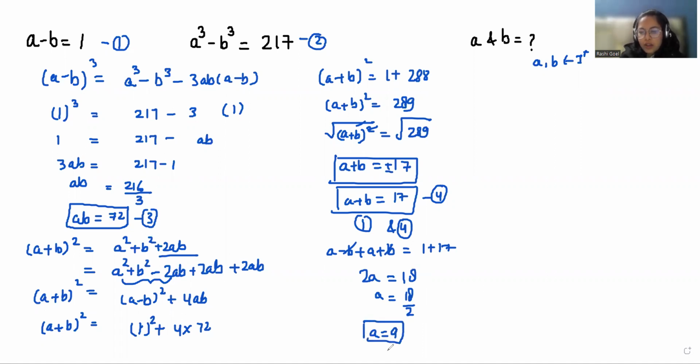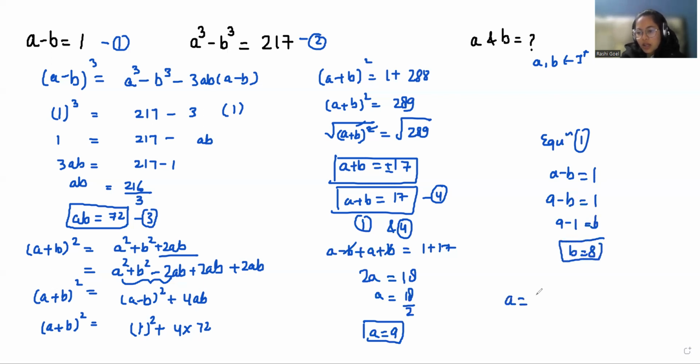I'm going to put this value in equation 1. a minus b is equal to 1. So 9 minus b is equal to 1. 9 minus 1 is equal to b. So b is equal to 8. The value of a is 9 and b is 8.